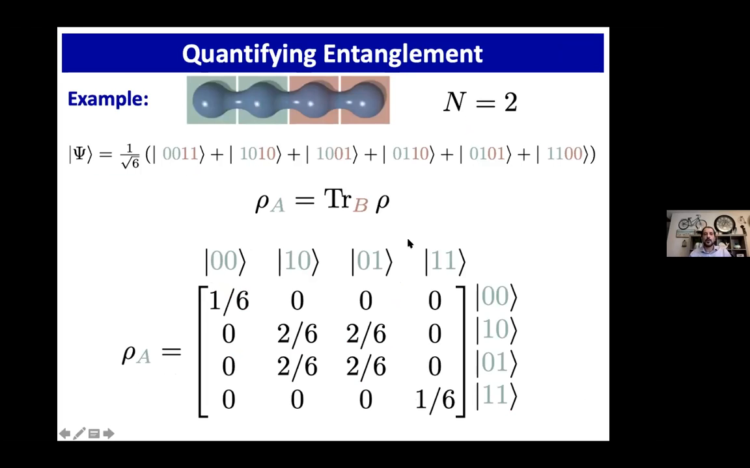To look at this in more detail, let's consider a very simple example. Let's consider that we have a system of four sites, we have two fermions, and we look at a very simple state. It's a flat state where we have all possible configurations of the two fermions with equal weights. They're all positive equal coefficients. Now, we can calculate the reduced density matrix by tracing out the B degrees of freedom, and we get rho A as it's represented here.